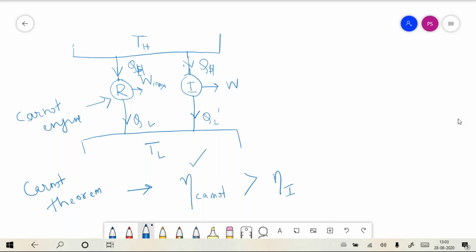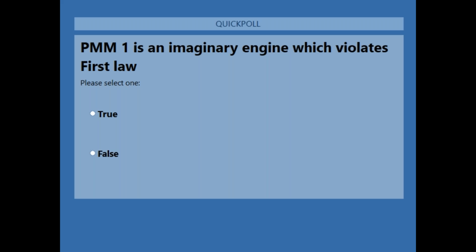So please note that the correct answer is true. Now this is to check some concepts which we had discussed earlier. So this is about the concept of perpetual motion machine of the first kind.